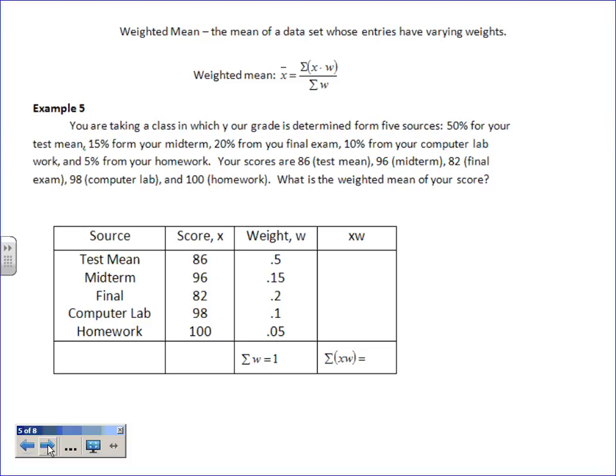So now all you have to do is sum up x times w. So it'd be good to take x times w, then I can sum them up. So take 86 times 0.5. That's a pretty easy one, right? Hope you didn't use the calculator for that one. 43. Now we got to take 96 times 0.15. That's understandable. And you keep doing that, and I'll let you finish that up.